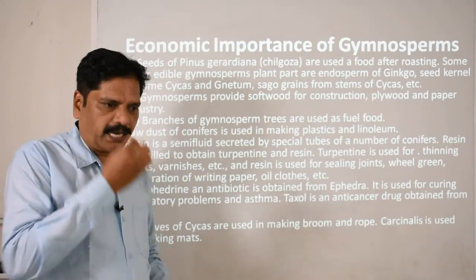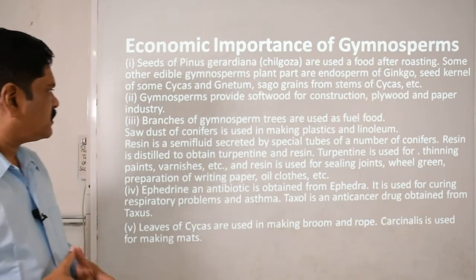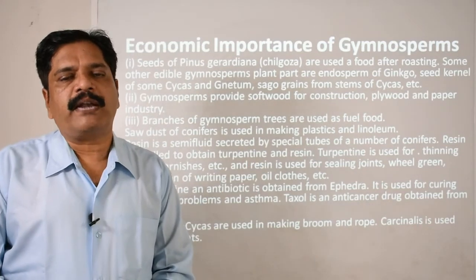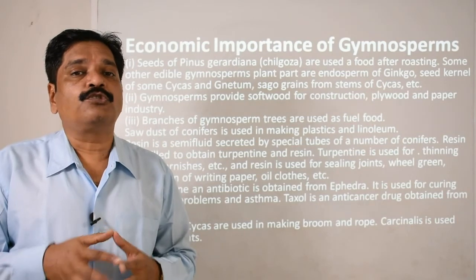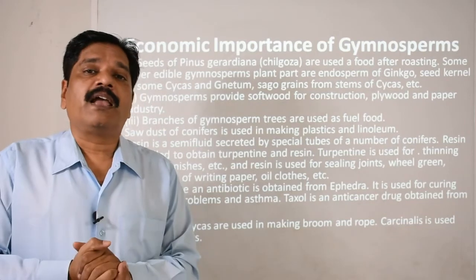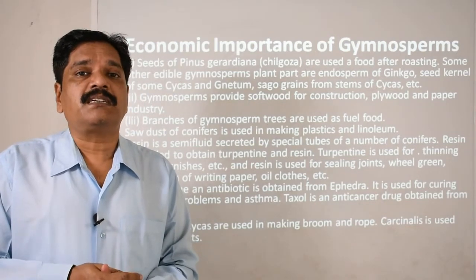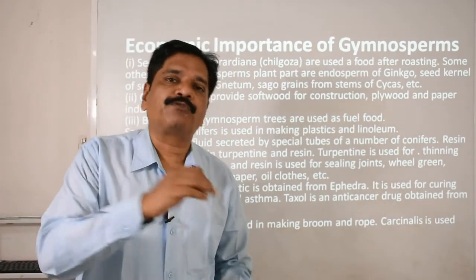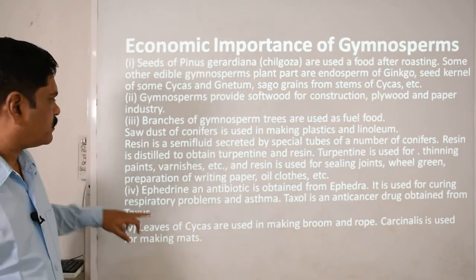Clear? So basically these two things, resin and turpentine, are obtained from the Gymnosperm. It is very important in the plywood industry, and this resin is used as an adhesive and to cover any surface as an anti-hygroscopic agent. So that means it can be waterproof in nature also. And it is also used for sealing joints.